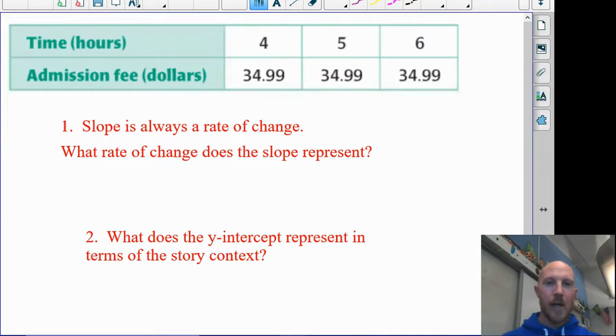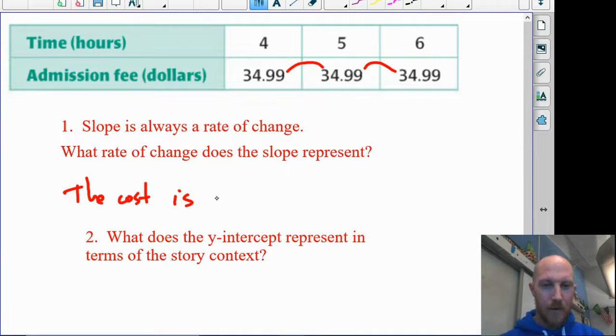All right, one more table example here. Again, it's an amusement park admission fee, the slope. Well, this time there is not a rate of change. It stays at $34.99, stays at $34.99, stays at $34.99. So this amusement park, the cost is not changing. It's not going up. It's not going down. It's just always $34.99. So we could call that a zero slope. I mean, the rate of change would be zero, but the cost is not changing. That's probably the best way to say what it represents.